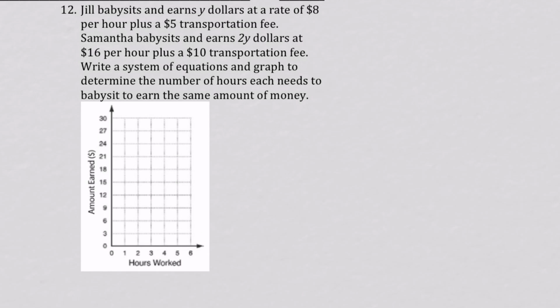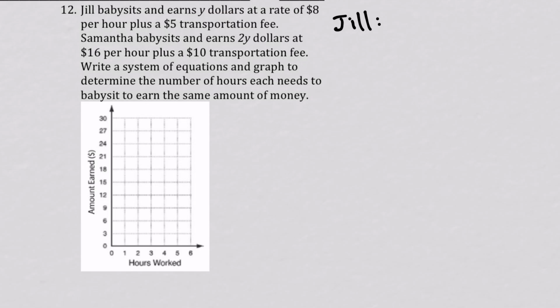Okay, so let's start writing the equation for Jill. Just for Jill right now, I'll write it right here. Jill, it says, babysits and earns y dollars at a rate of $8 per hour plus a $5 transportation fee. So I have two variables here, two items that are changing: the number of hours that she works and the amount that she earns. They're telling me that the amount that she earns is y, because it says y dollars is what she earns. So we're going to call x the number of hours that she works.